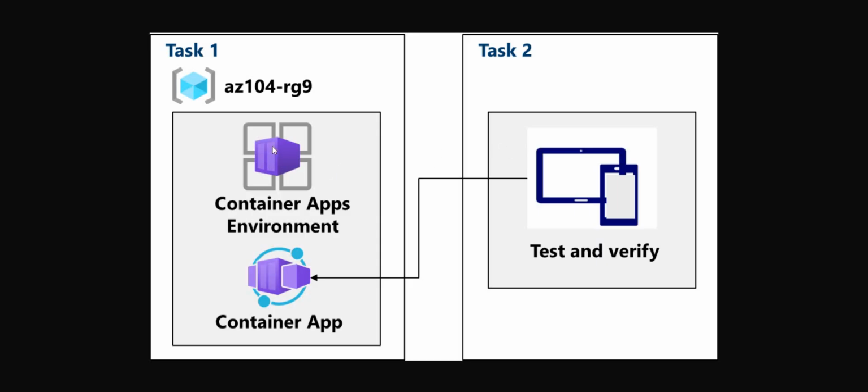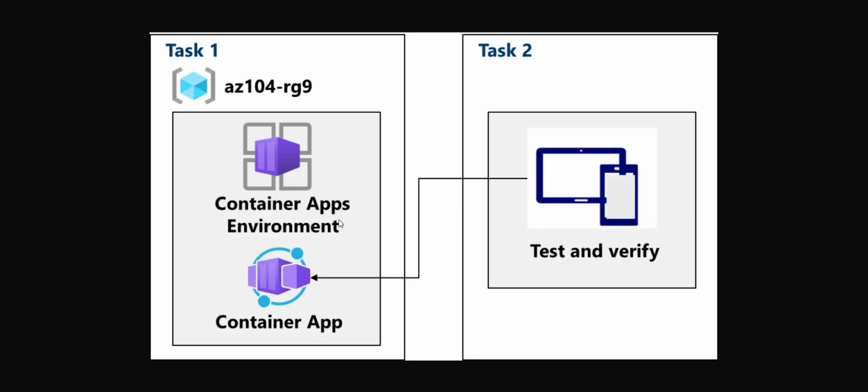On the left is task 1, where we're going to start by creating a resource group. And inside this group, we're going to set up a container apps environment, which will act as a platform for running containerized applications. And within that environment, we're going to deploy a container app, and this container app will host a simple Hello World web app.